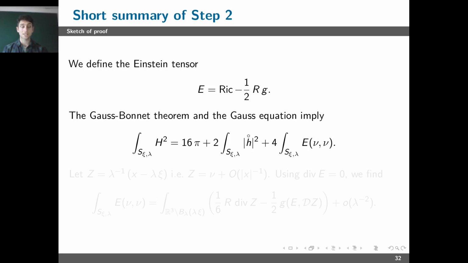And for the second step, we consider the so-called Einstein tensor, which is the difference of the Ricci curvature and 1/2 times the scalar curvature times the metric tensor. And then if we integrate the Gauss equation and use the Gauss-Bonnet theorem, then we find that the integral of the mean curvature squared is equal to 16 pi, plus 2 times the integral of the length of the trace-free second fundamental form, plus 4 times the integral of the Einstein tensor of the outward normal nu.